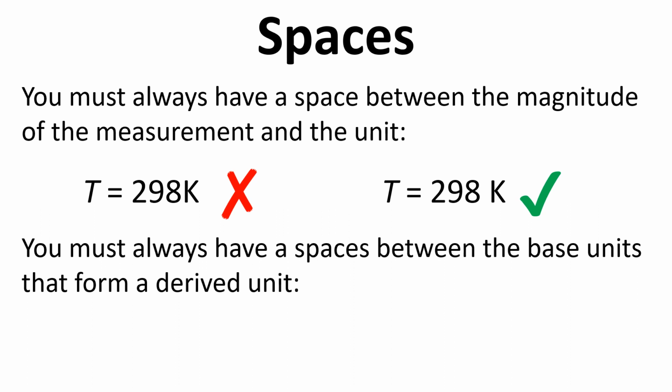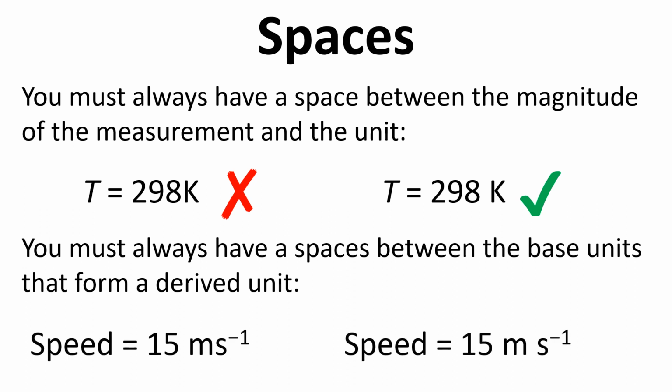Another thing to note is that you should always have spaces between the base units that the unit's derived from. So here's another example for speed. We've got speed equals 15 meters per second, but the first example is incorrect because there's no space between the m and the s. So the one that is correct is speed equals 15 m s^-1 with a space between the numbers and between the units. The first one, in fact, looks like the unit would be per millisecond. So to avoid confusion, you put a space in between.